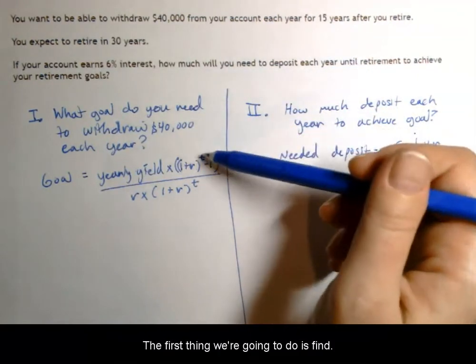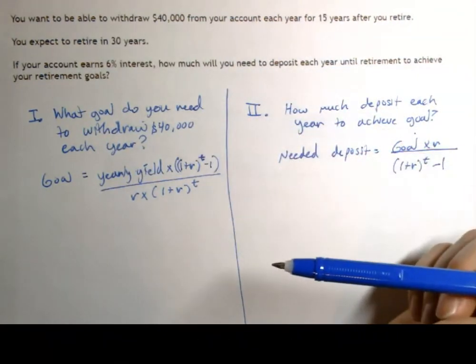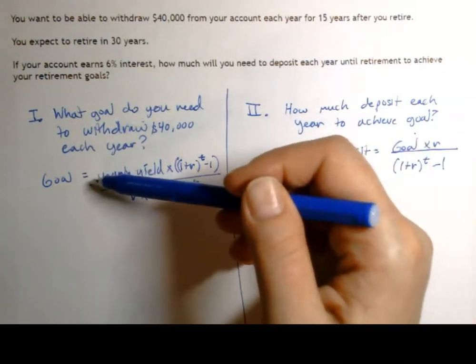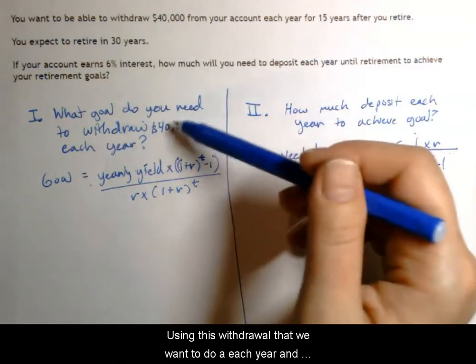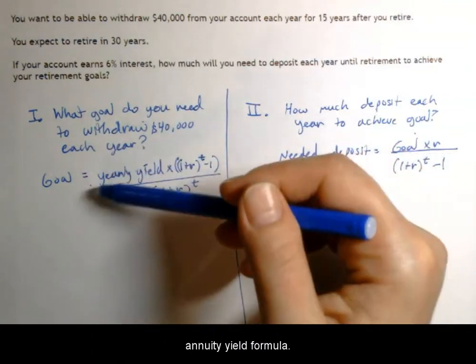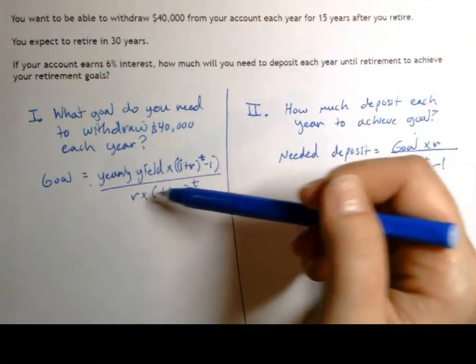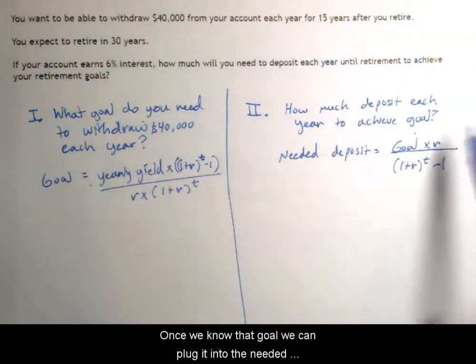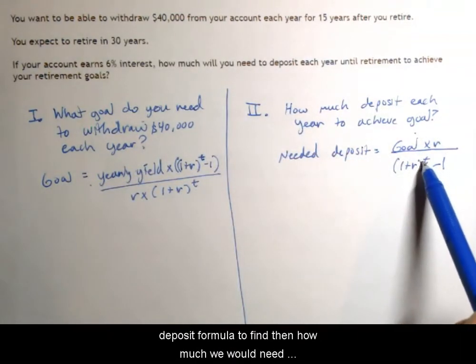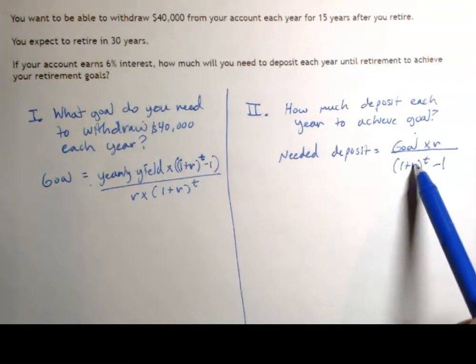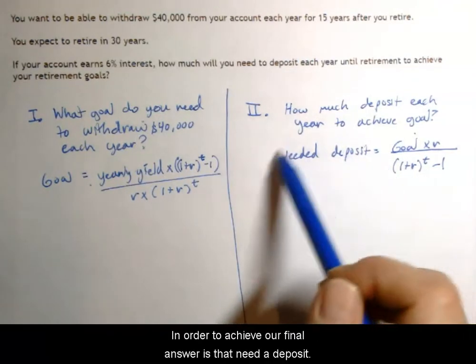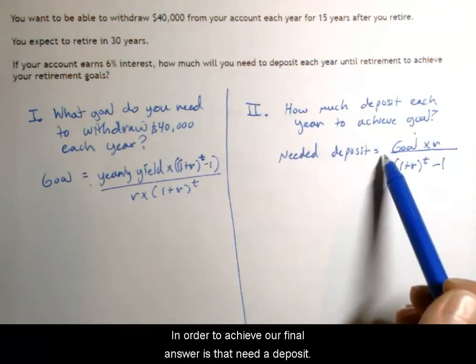So the first thing we're going to do is find that goal that we need using this withdrawal that we want to do each year and the annuity yield formula. Once we know that goal, we can plug it into the needed deposit formula to find how much we would need to deposit each year in order to achieve that goal. And then our final answer is that needed deposit.